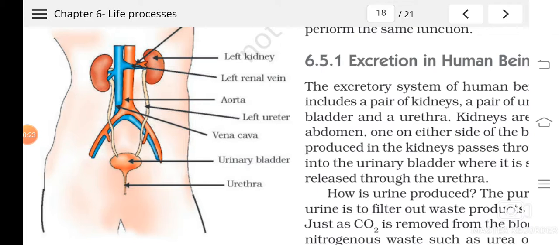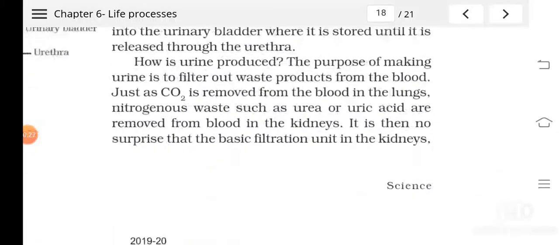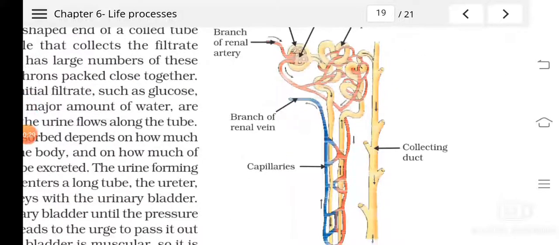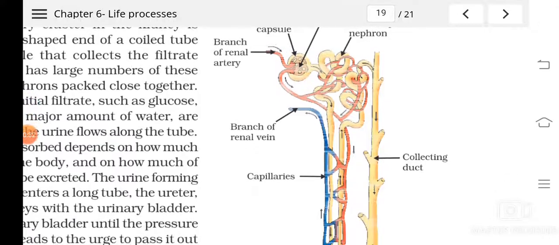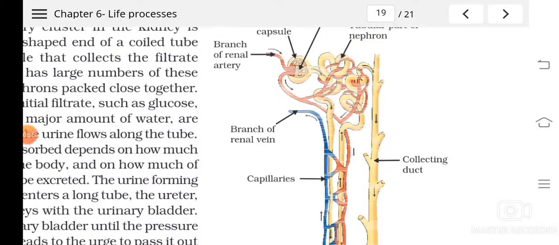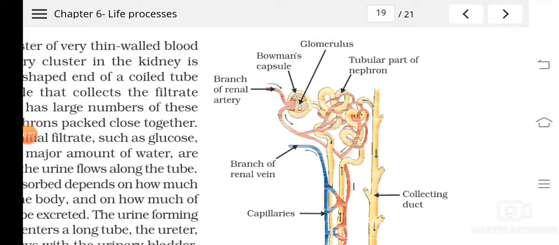You have to practice. I have also explained the structure of the nephron, which is known as the structural and functional unit of the kidney. Their parts also I have explained, isn't it? What are they? Bowman's capsule and the tubular part, which opens into the collecting duct. We have also studied the glomerulus, the renal artery and the renal vein.